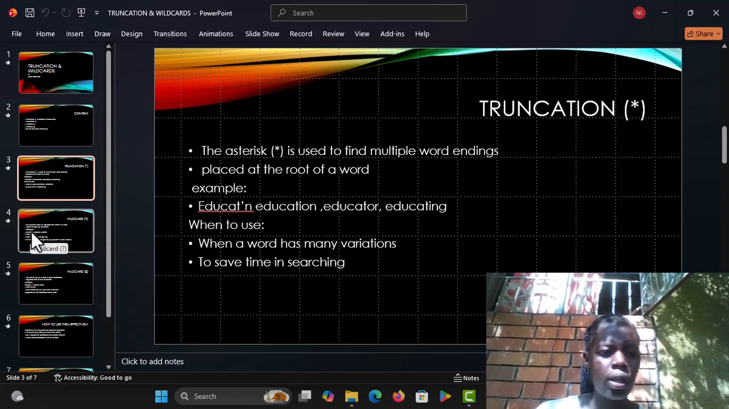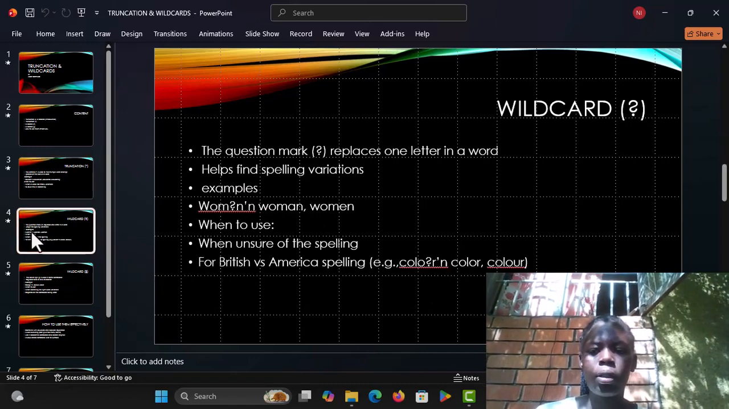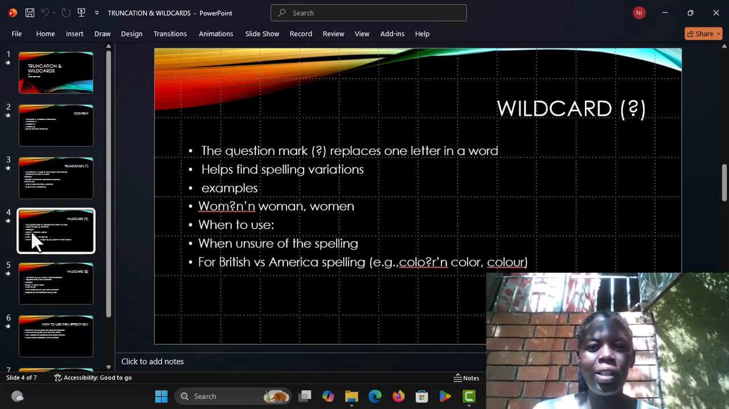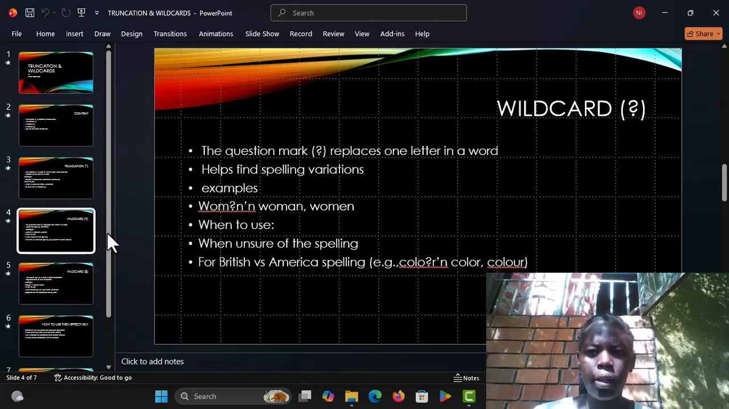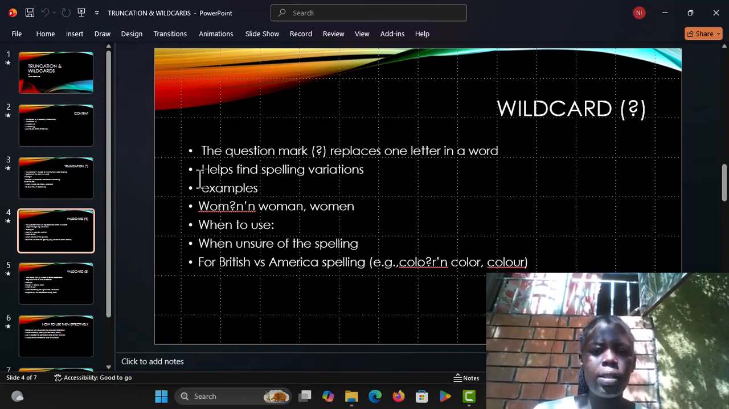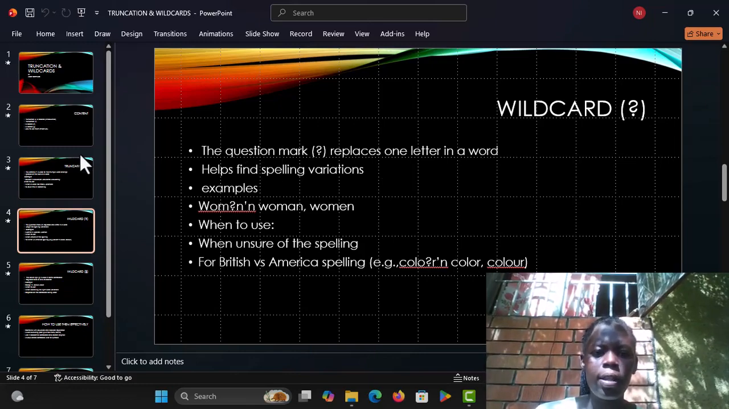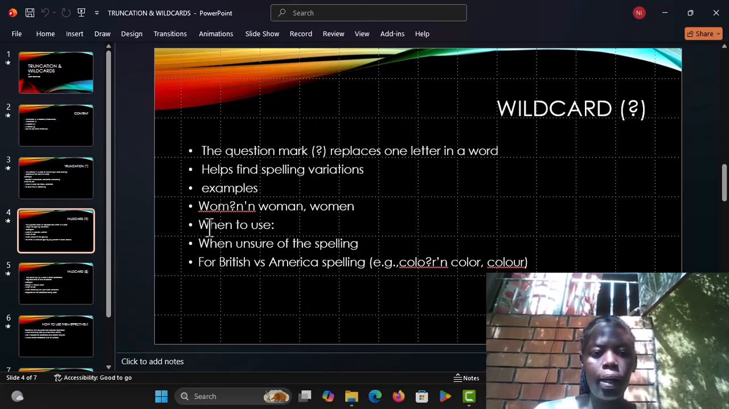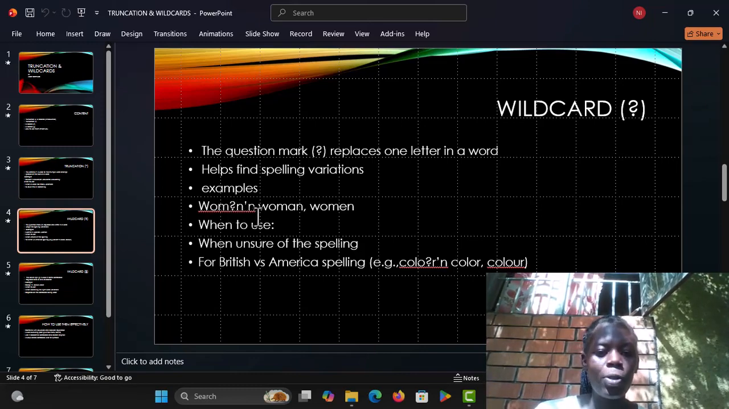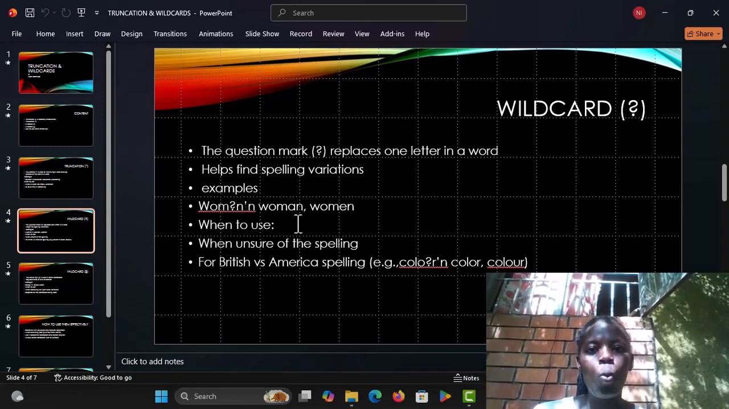So we shall go to the next one, which is the wildcard. I usually call it the wildcard when it is wildcard actually. So it has a symbol which is the question mark. In its details, the question mark, which is its symbol, replaces one letter in a word and helps find spelling variations. Example, woman. Between the M and N there is a question mark. So in actual sense you can write it as woman with A or women with E.